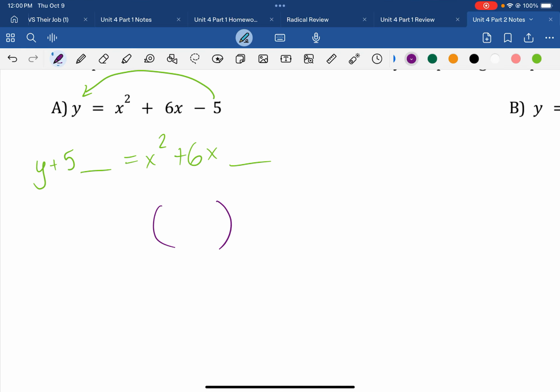Now, if you remember from last unit, from 4.4, what goes in the blank is, my goal is to get something squared. So in order to get something squared, I've got to find numbers that will add up to be 6, which are 3 and 3. And therefore, 3 times 3 tells me that I need to add 9 to both sides. So I'm going to add 9 like that, and over on this side, I get y plus 14.